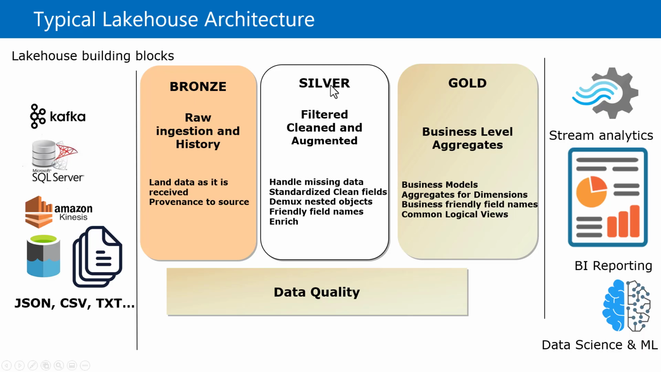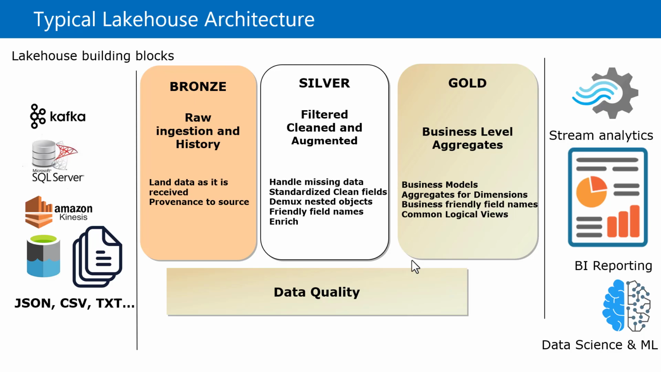Then the second step is the silver layer. In the silver layer, we try to handle the missing data, like suppose there are some columns which are missing and there is some schema which is not followed, the data is not as per that schema. We try to clean up some fields. There are nested objects inside the structure, and you want to demux that and put it in a flat format. And then there is some data which is coming with very different naming for the columns.